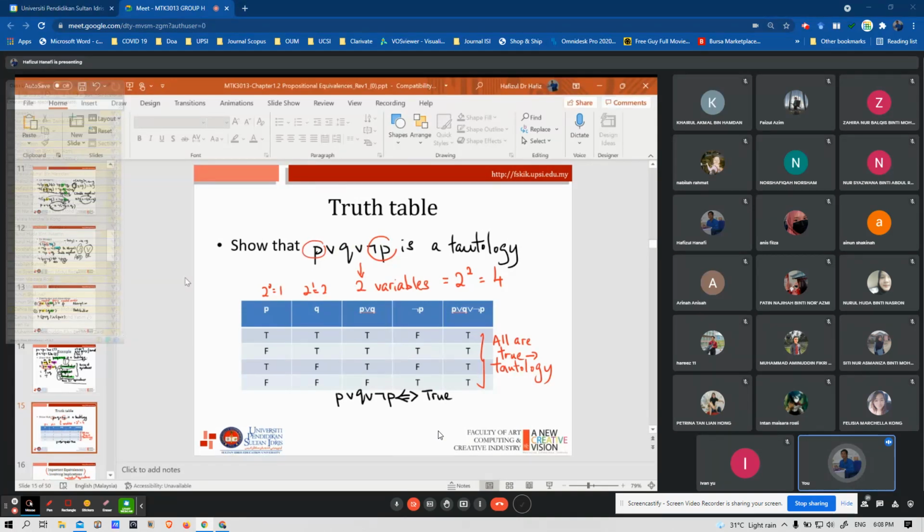Okay, this one again. When all of the truth values are true, we name it a tautology. If one of them is false, we name it a contingency.